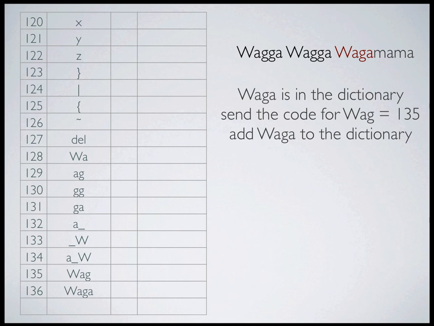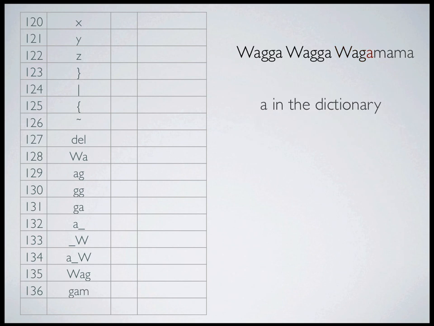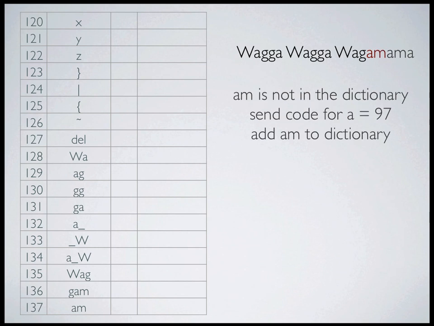So WAGA is added to the dictionary there. A is in the dictionary, so nothing to say there. But AM isn't in the dictionary, so we send the code for A. It can only be A anyway. We're only going to send something that started with A. It was either going to be A or AG, for example, but it had to start with A. So we're going to add AM to the dictionary.